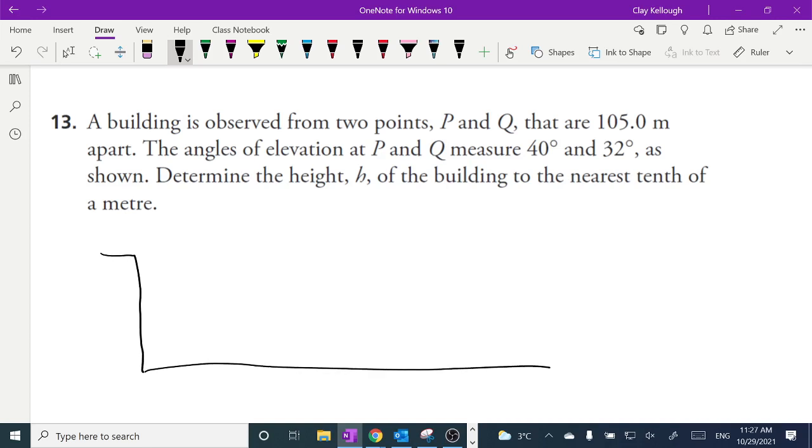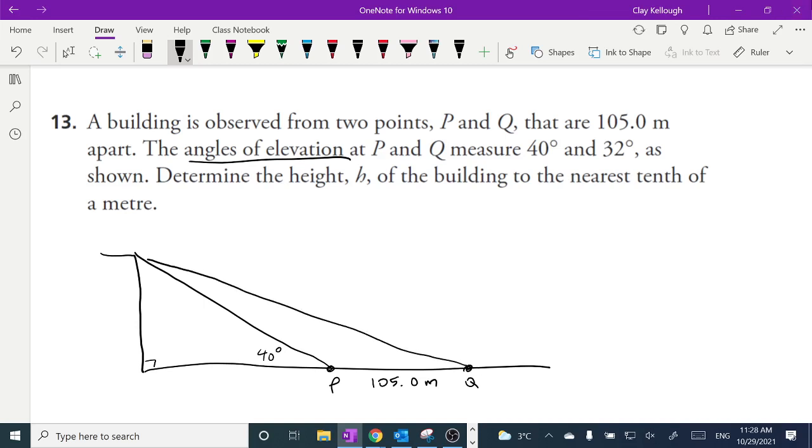So there's the building. We're going to assume the building makes a right angle with the ground. And I have a point P here, say, and a point Q, let's say that's there, and they are 105.0 meters apart. If I'm at point P, I have to look up. Angle of elevation means it's the angle that goes up, right? So this angle going up here has to be 40 degrees. And the angle at Q, to see the same top of the building, is only 32 degrees. Now, I've probably exaggerated that a little bit, but you get the idea.